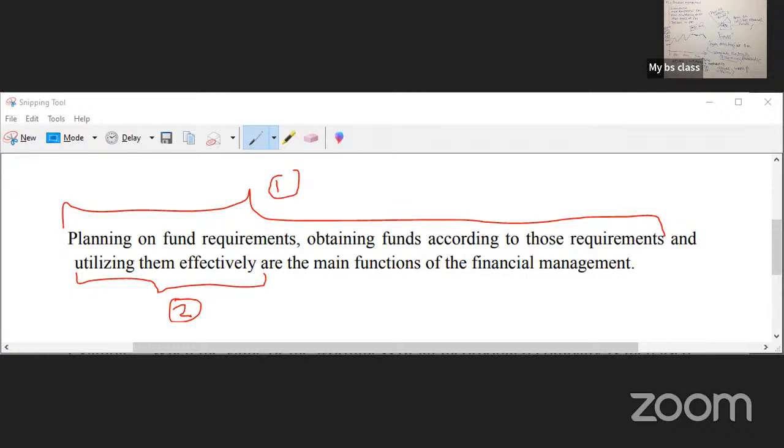So you plan it and you obtain and then you utilize or you invest in the proper way.